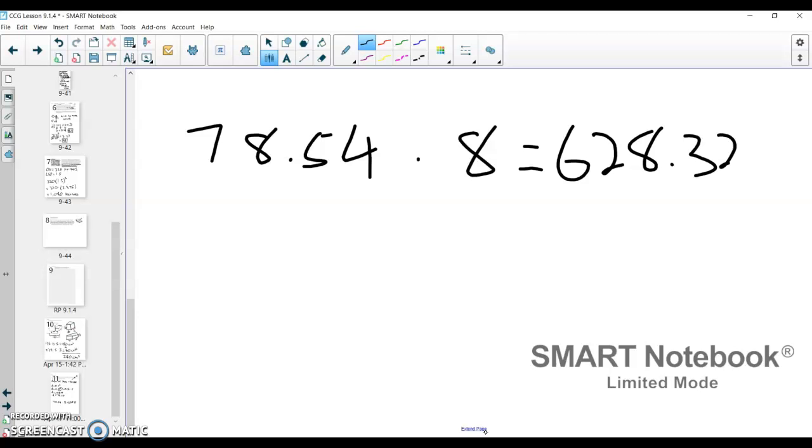This one we don't have a specific unit like centimeters or meters or feet, and so we just say that's 628.32 units cubed, because it's just generic, and units cubed looks like that. Alright?